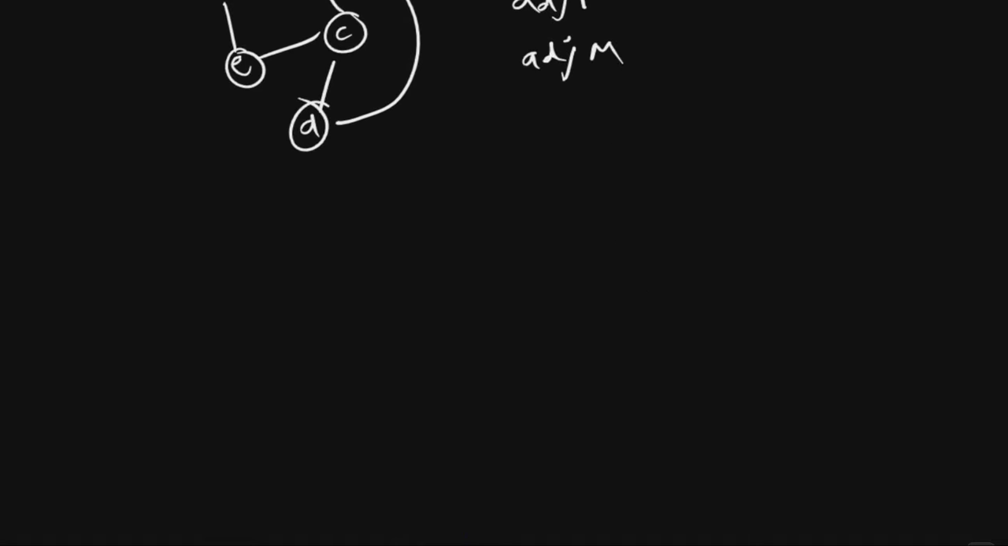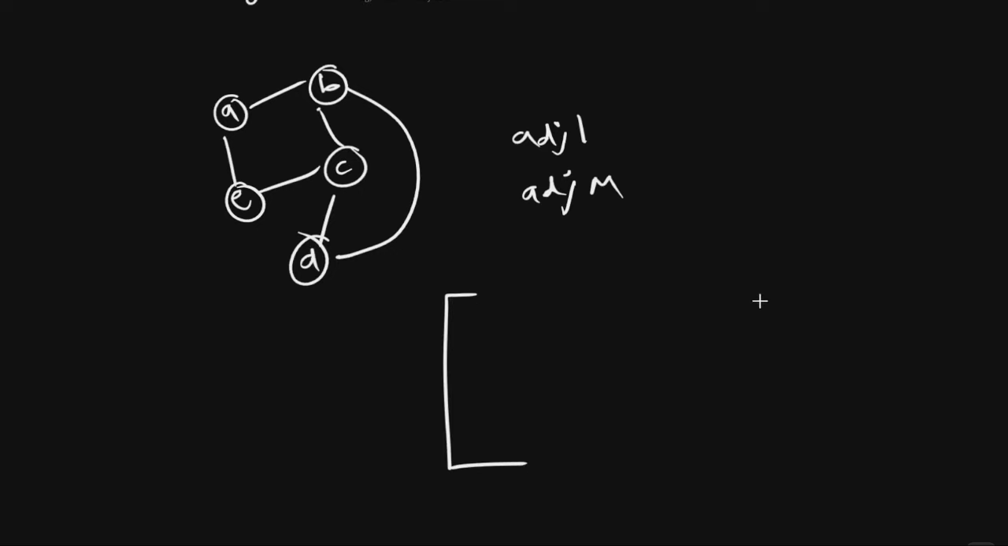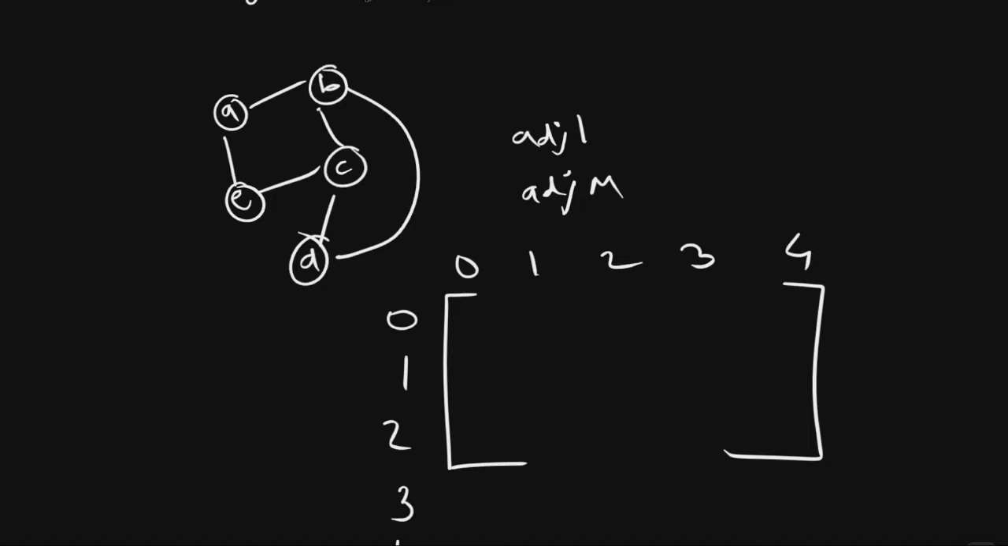Again, coming back to this graph, we would then have the adjacency matrix. Here we have to create a 2D matrix of numbers with rows and columns equal to the number of nodes in the graph. So let's say here we have 1, 2, 3, 4, 5 nodes. So we will have a 5 by 5 matrix. So here 0, 1, 2, 3, 4, and 0, 1, 2, 3, 4.